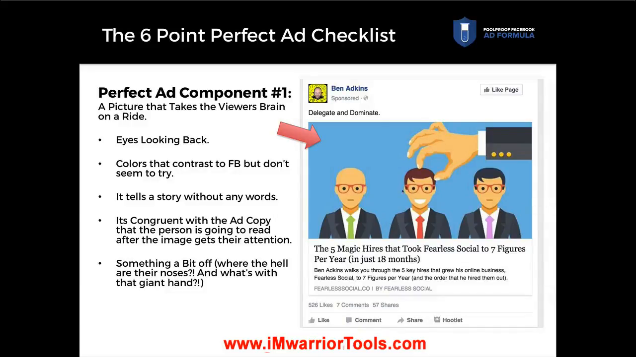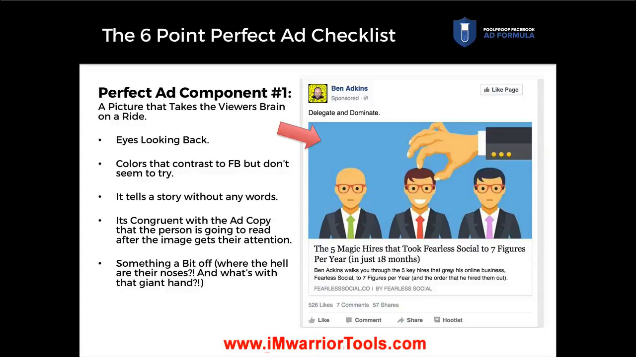Now that image has got to be congruent with the actual ad copy. And when I say ad copy, I'm talking about this headline right here. The person's going to read this at some point after this gets their attention. So this has to make sense. This is about hiring people to help your business grow: the 5 magic hires that took Fearless Social to 7 figures per year in just 18 months. This starts to make sense because we're looking for someone to hire, and that's why this is going to click with this. Now, this is not easy. You've got to think about this, but it works when you put it together the right way.